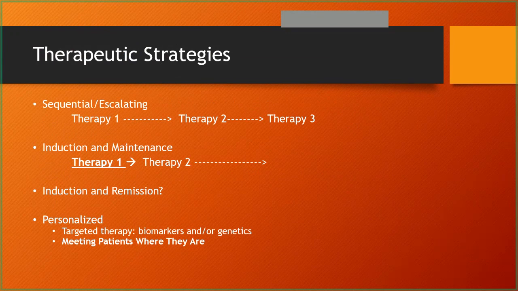The third bullet, induction and remission, is really only with one of our medications at this point, called alemtuzumab. It usually is not used first line. In fact, I'm not sure it should be used first line based on toxicities, but this would be more hit hard and then wait to see if the disease still shows itself after alemtuzumab treatment.